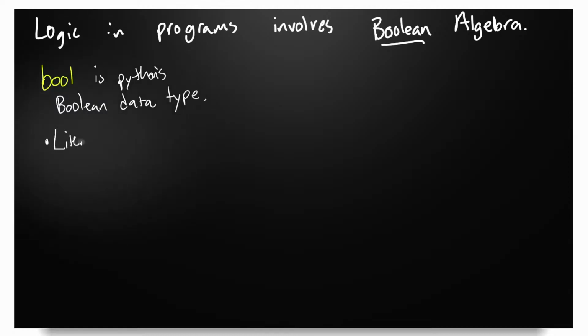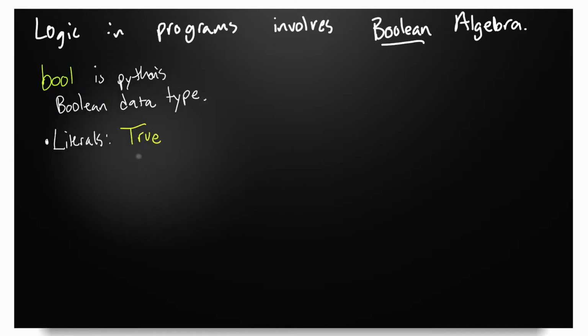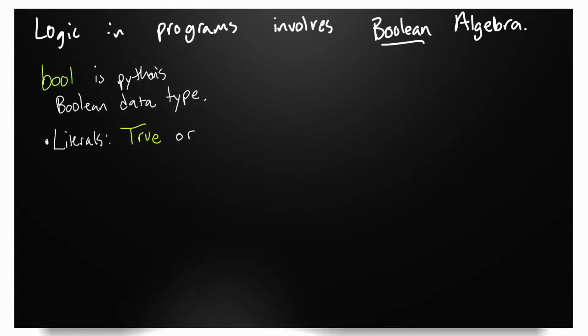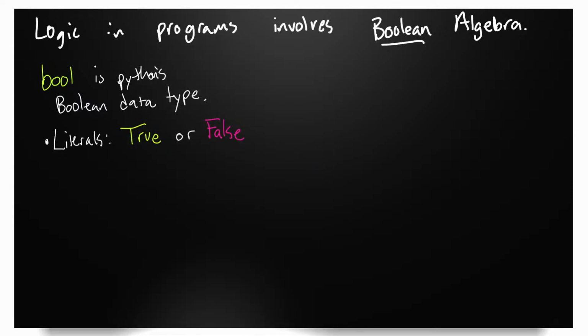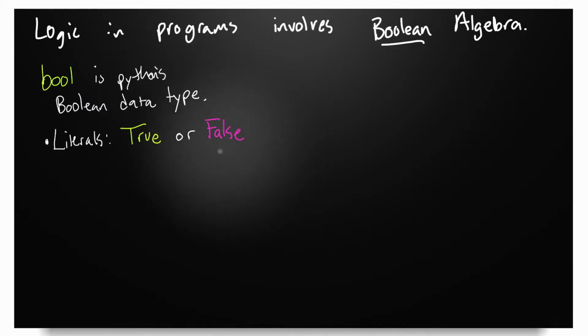So literals are either going to be True, and in Python, True is a special reserved word. So you can't name a variable True or use it in any other way. And it begins with a capital T in Python. Or False, right? So False is also a reserved special word in Python, and it begins with a capital F.